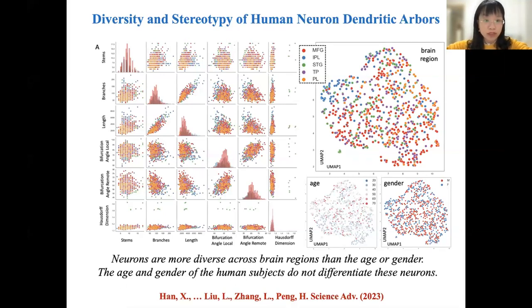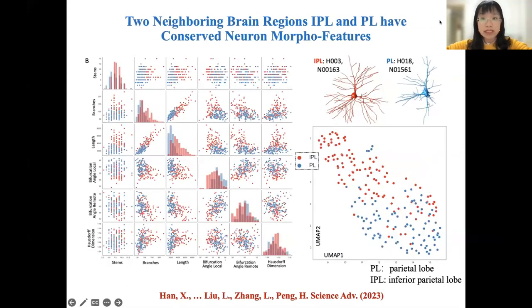I will also give an example. These are 2 nearby brain regions, IPL and PL. In these neural examples, we can clearly see the structure. For example, the branches and also the length, especially the stem branches from the 2 brain regions, are quite different. After the computational feature analysis, we can clearly see they are separated. These are the IPL brain region structures, and these are the PL structures. So they are quite different.